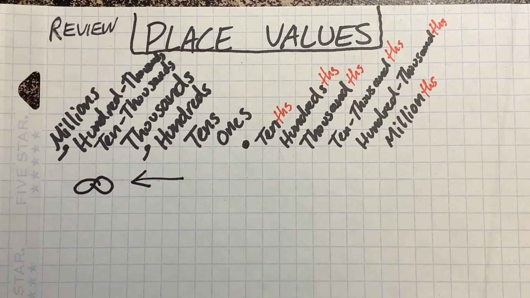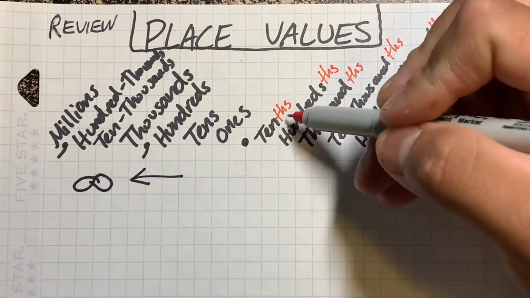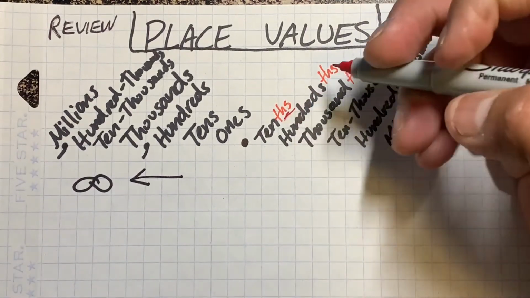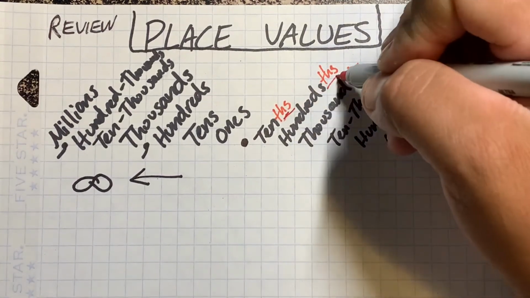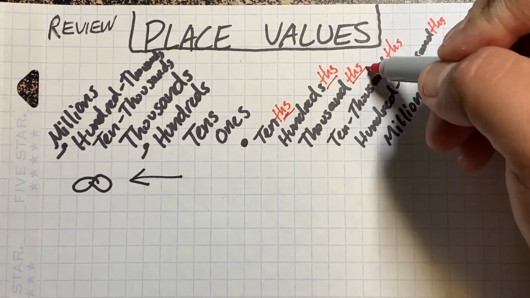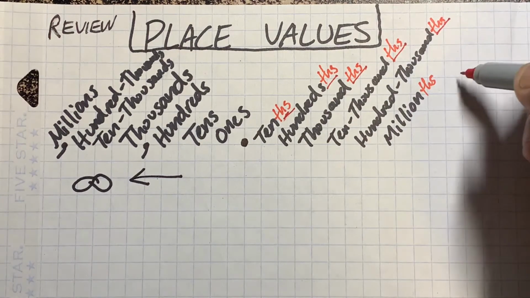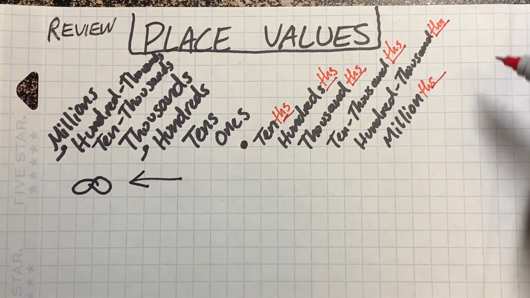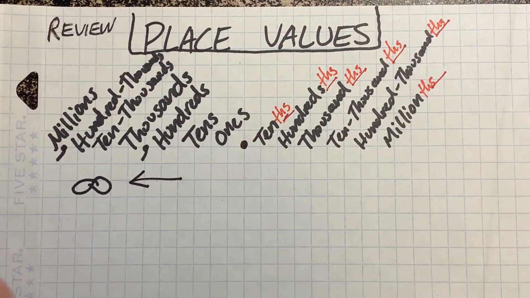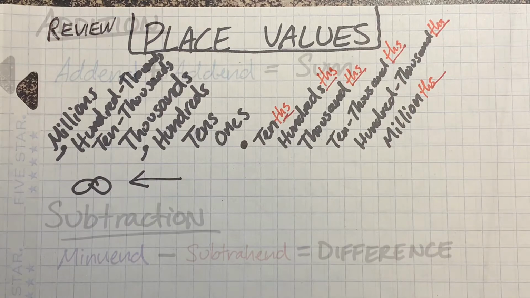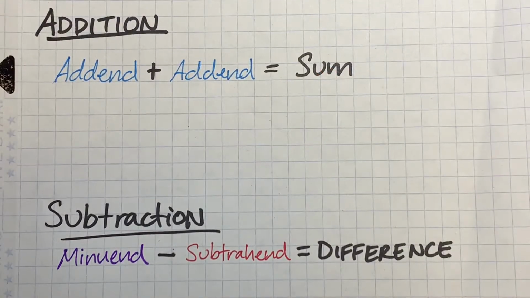On the right side of the decimal point, it's a little different. You have your tenths place, your hundredths place, your thousandths place, 10,000ths place, 100,000ths place, millionths place, and so on and so forth. So you should know your place values because they are going to be very important when we add and subtract decimals.